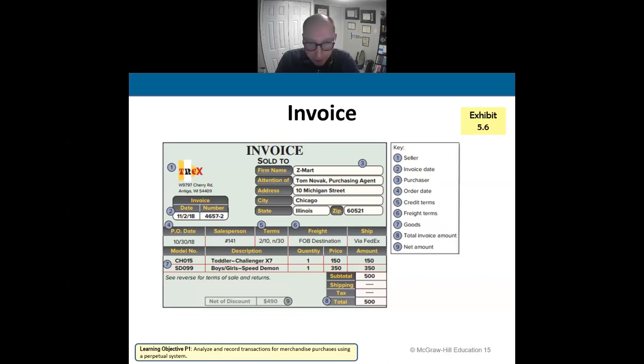Number 5 is the terms. 2/10 net 30. 2% discount if I pay within the first 10 days. Otherwise, the whole thing is due in 30 days.